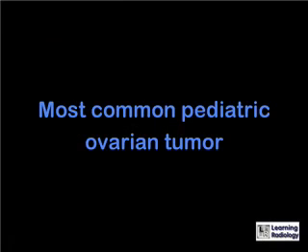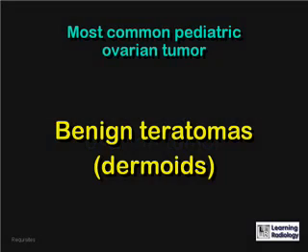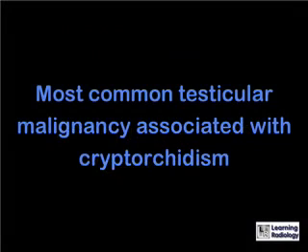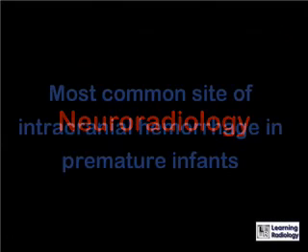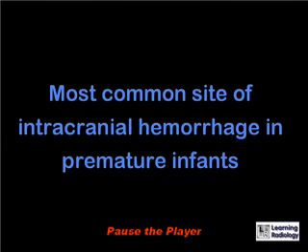What is the most common pediatric ovarian tumor? Benign teratomas, dermoids. What is the most common testicular malignancy associated with cryptorchidism? A seminoma. Neuroradiology. What is the most common site of intracranial hemorrhage in premature infants?